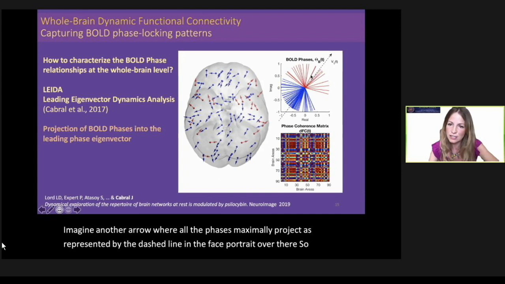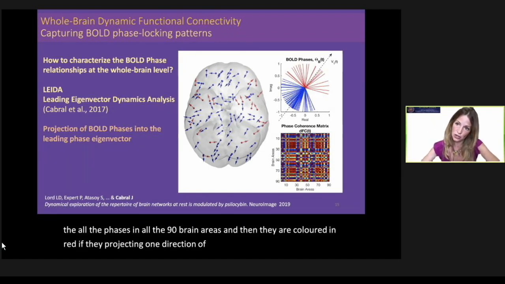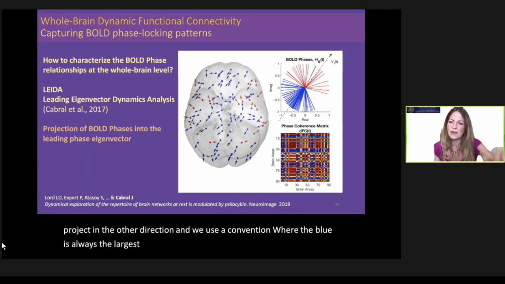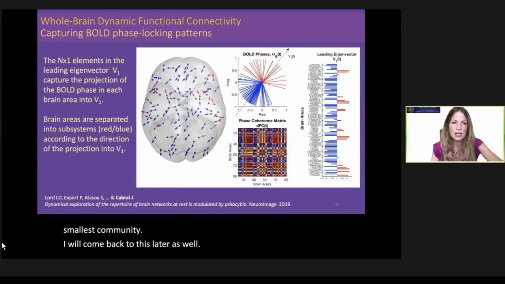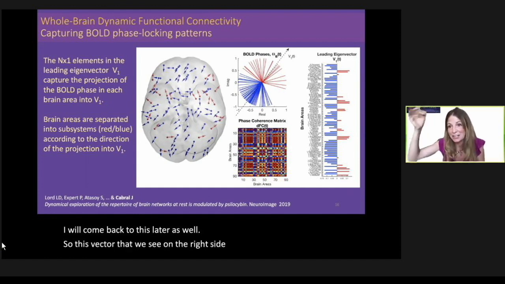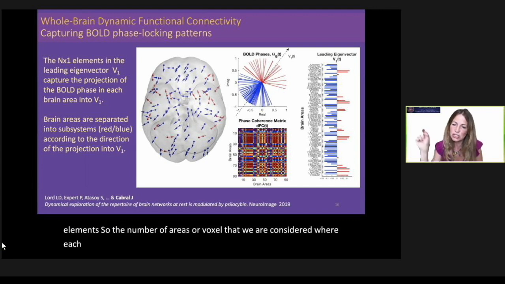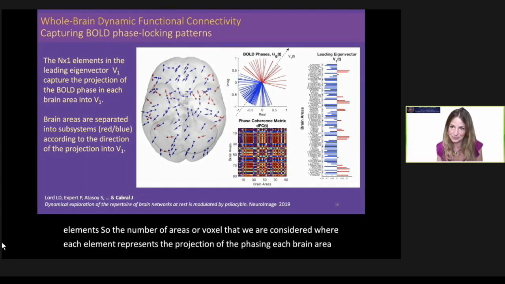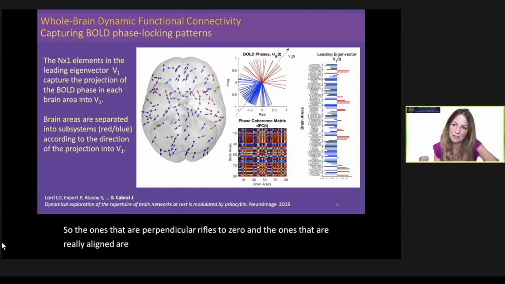So this is all the phases in all the 90 brain areas, and they are colored in red if they project in one direction of the eigenvector, and in blue if they project in the other direction. We use a convention where the blue is always the largest community, and red is the smallest community. I will come back to this later as well. This eigenvector on the right side has n elements, the number of areas or voxels that we consider, where each element represents the projection of the phase in each brain area into that leading eigenvector. The ones that are perpendicular are close to 0, and the ones that are really aligned are close to 1, if they are normalized.